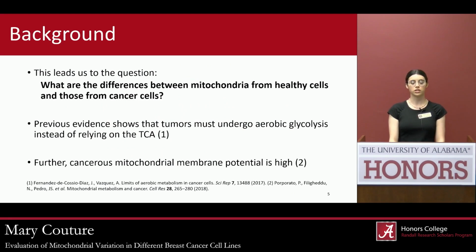This leads us to the question, what are the differences between mitochondria in healthy cells and those in cancerous cells? We know that aerobic glycolysis is occurring in the cancer cell because of what is known as the Warburg effect, in which we can tell that the production of lactate from aerobic glycolysis is affecting the environment around the tumor.